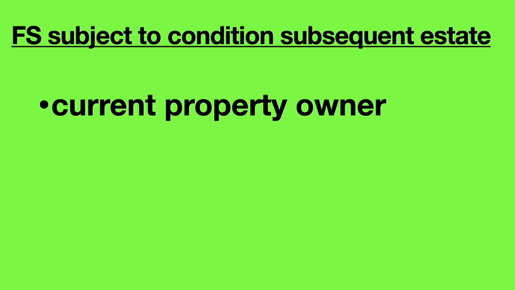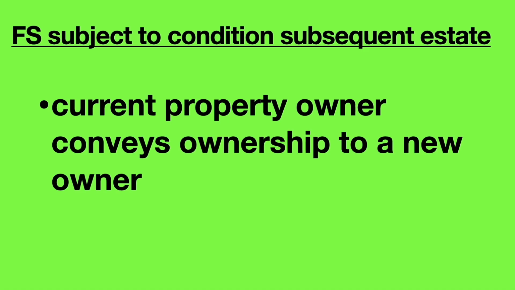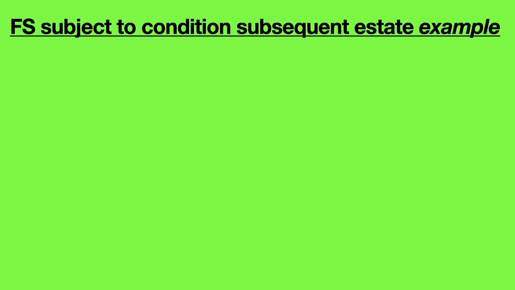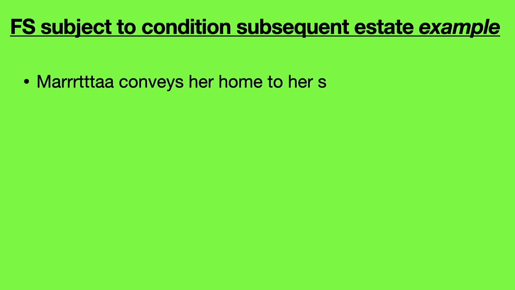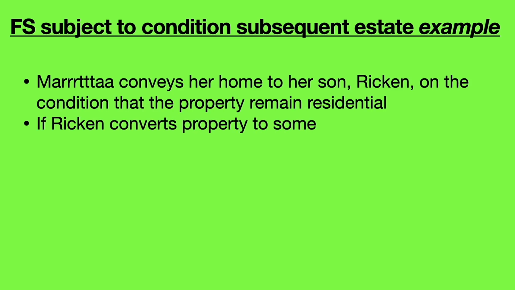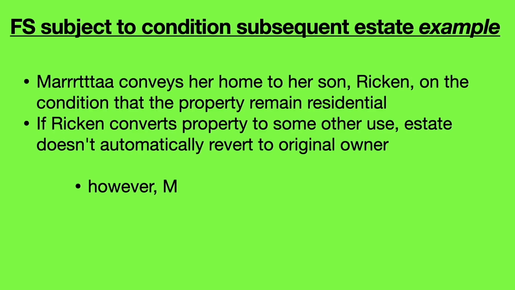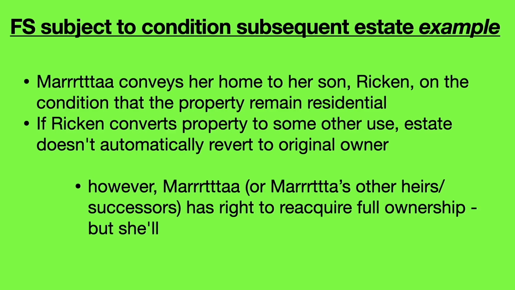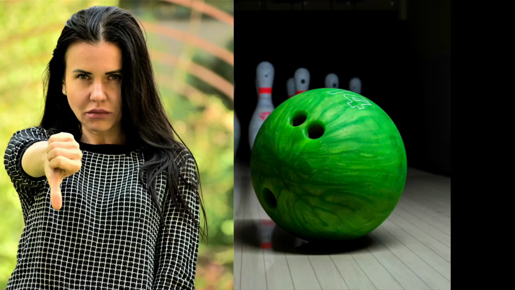With a fee simple subject to condition subsequent estate, the current property owner conveys ownership to a new owner on a specific condition. For example, Marta conveys her home to her son, Rickon, on the condition that the property remain residential. If Rickon converts the property to some other use, like a bowling alley, the estate doesn't automatically revert to the original owner, but Marta, or Marta's heirs or successors, have the right to reacquire full ownership, but they'll have to go to court to do so. What can I say? Marta does not support bowling.